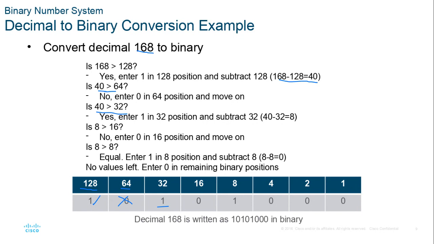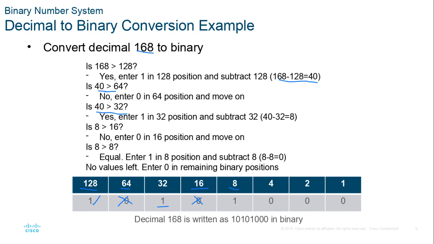Is 8 bigger than 16? It is not. We do not put a 1 there. We leave it at 0. Now, 8 is equal to 8, so we put a 1 there. 8 minus 8 is 0, so all the remaining bits are 0. So that turns decimal 168 into this 1, 0, 1, 0, 1, 0, 0, 0 pattern.